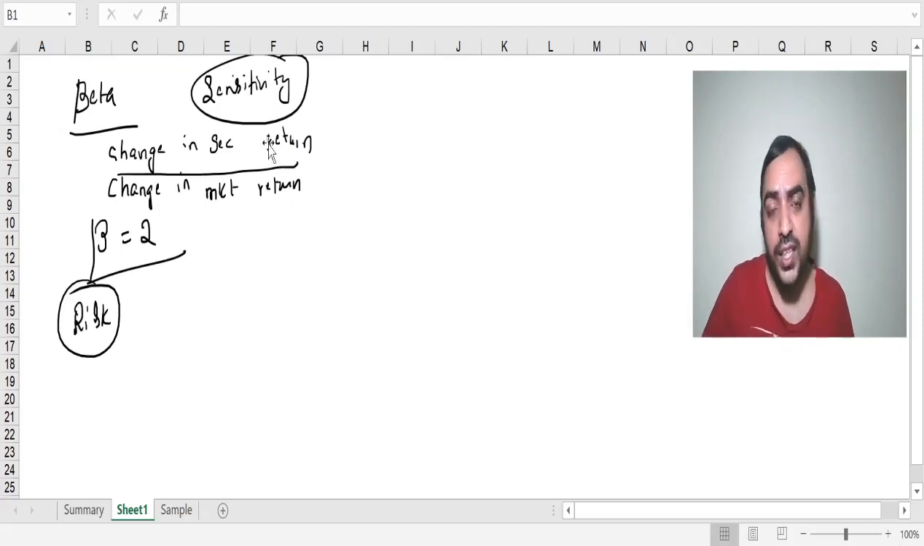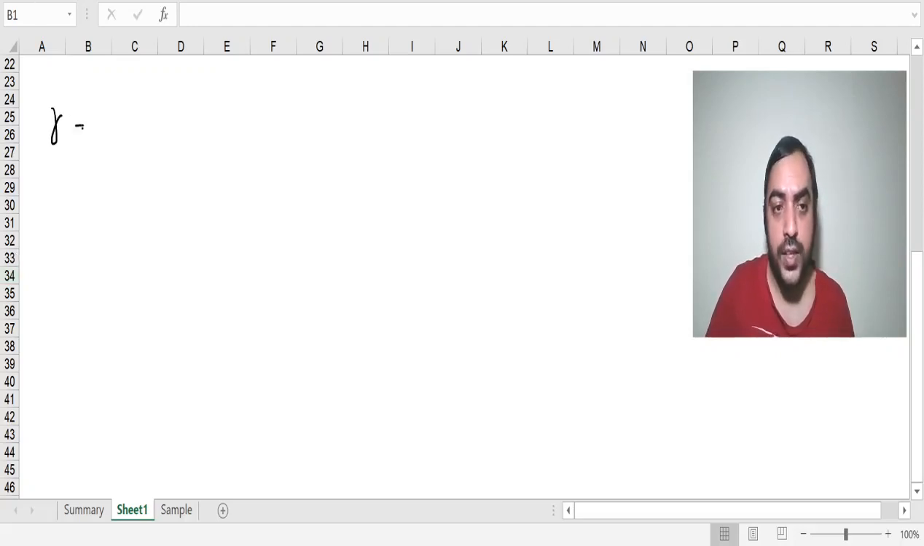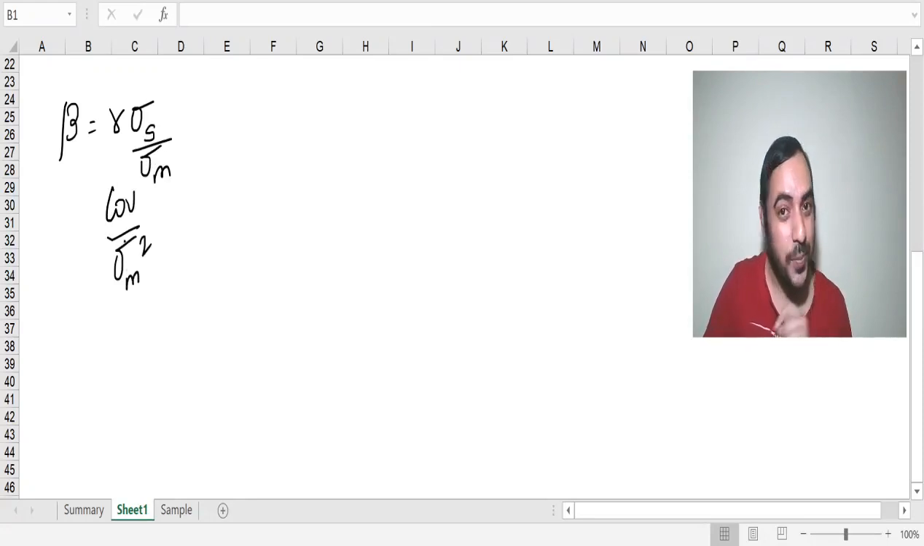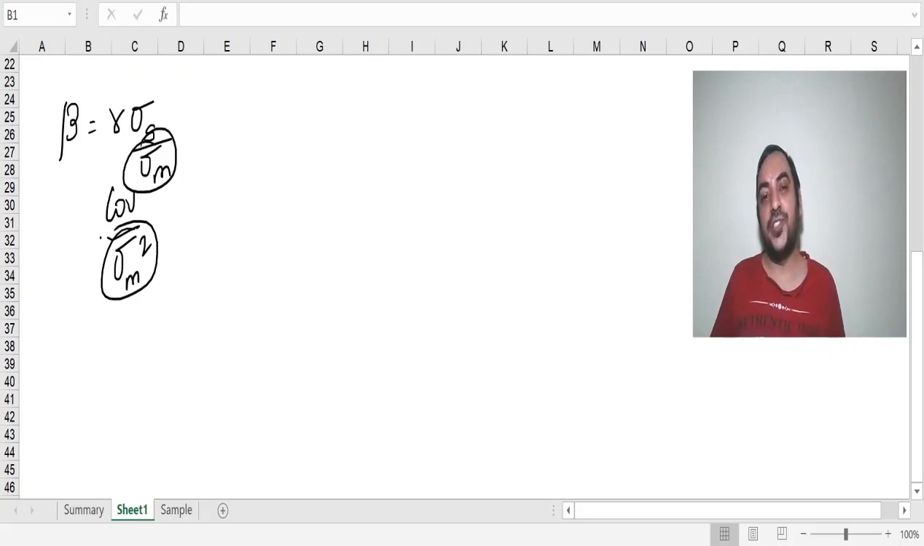So what are the other formulas we have? The basic formula we have seen now. The other popular formula is, this is the short form, beta is r into standard deviation of security by standard deviation of market. Another is covariance by market variance. Observe here also, market is in the denominator.